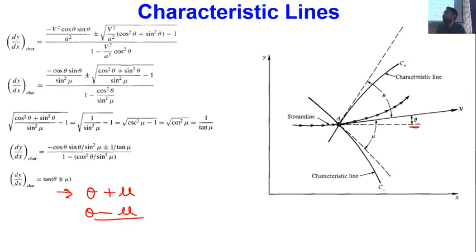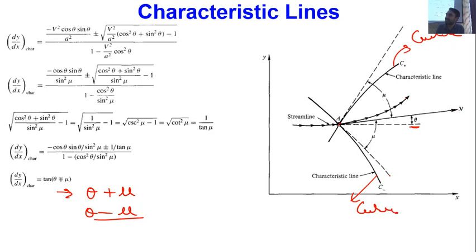Now, if I move from one point to another point in the flow field, then the corresponding values of theta and mu will be changing. So the slope at other points in the flow field will not be the same. The slope at different points in the flow field will be different. So that is the reason that if I have to draw the characteristic lines, these will be nothing but in the form of curves.